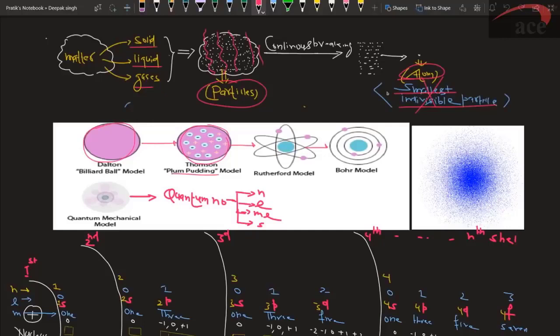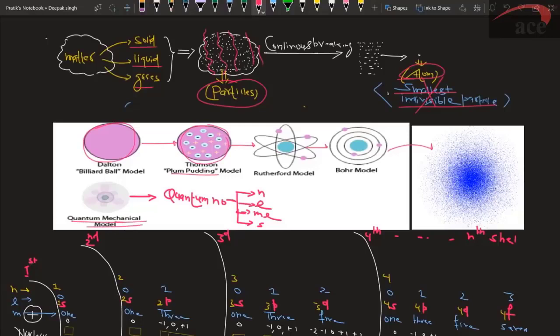But as per quantum mechanics, only the electron clouds were seen around the nucleus, and it was termed as what? Orbital. So if you see the development of the model of atom, presently we have to go through the quantum mechanical model.